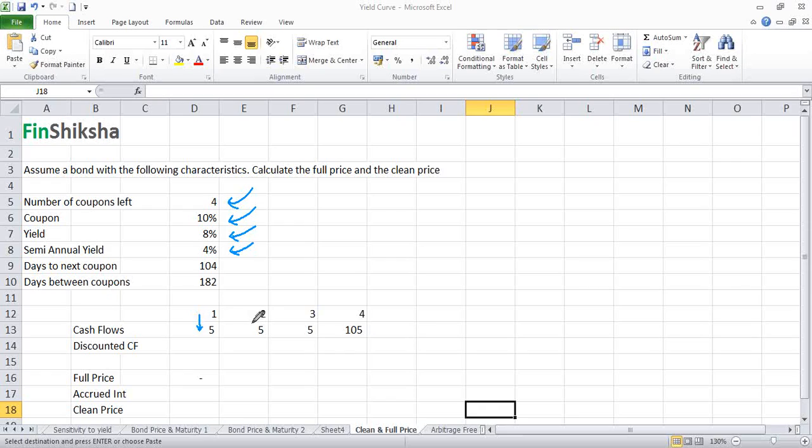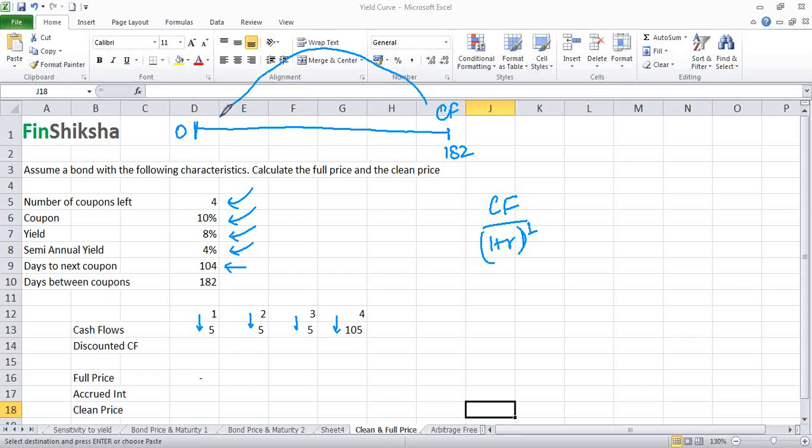The first cash flow you will receive is 5, the second is 5, the third is 5, and the fourth is 105. The trick here is to get to this data point, which says there are 104 days to the next coupon. So if I'm standing on day 0, the next coupon happens here. If I discount by 1 period, the cash flow divided by 1 plus r to the power 1 discounts this cash flow all the way up to day 0.